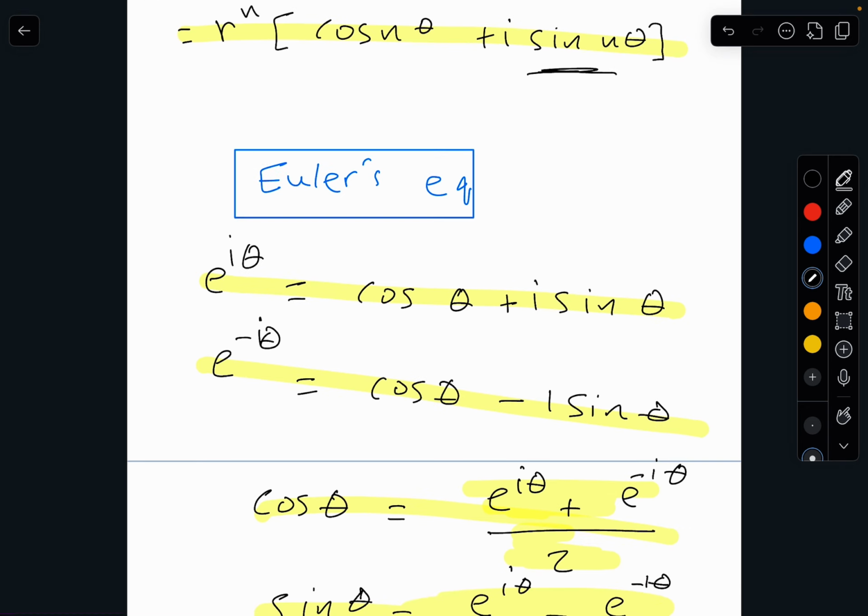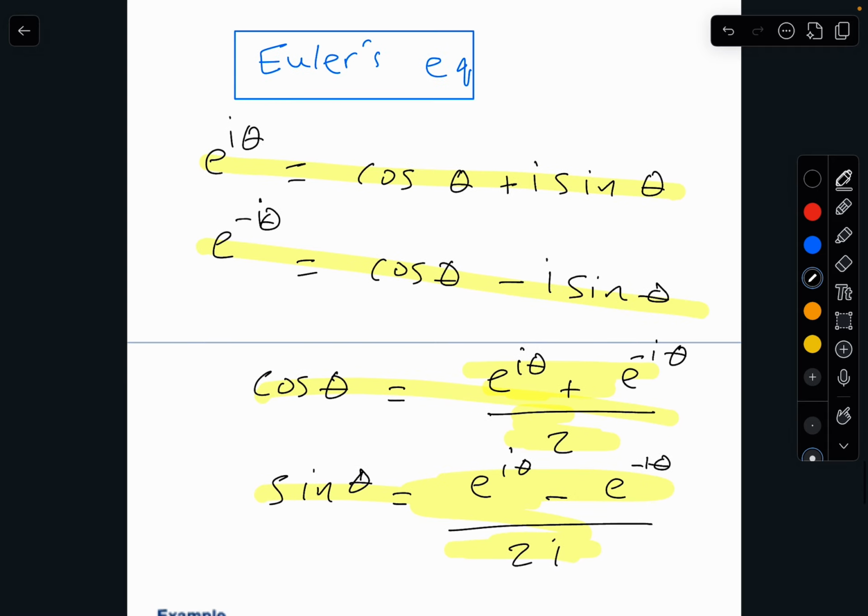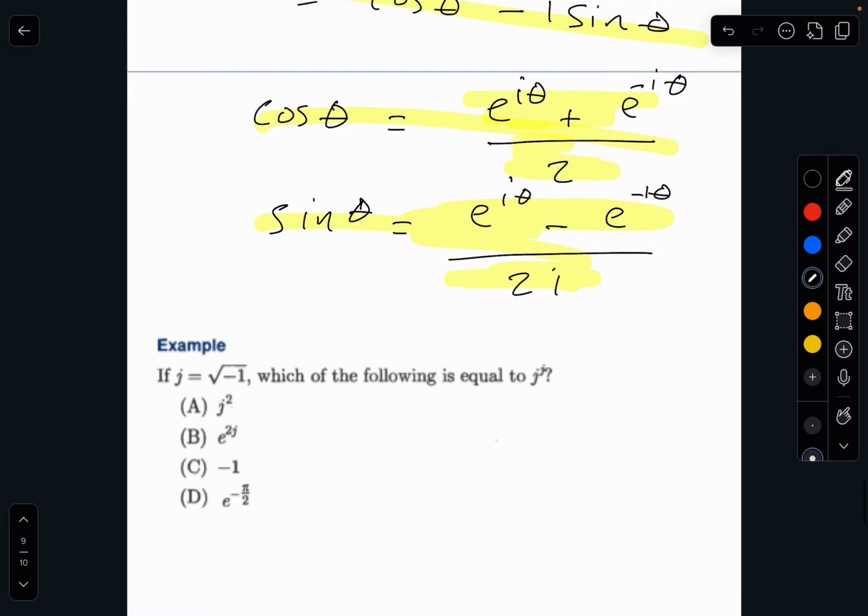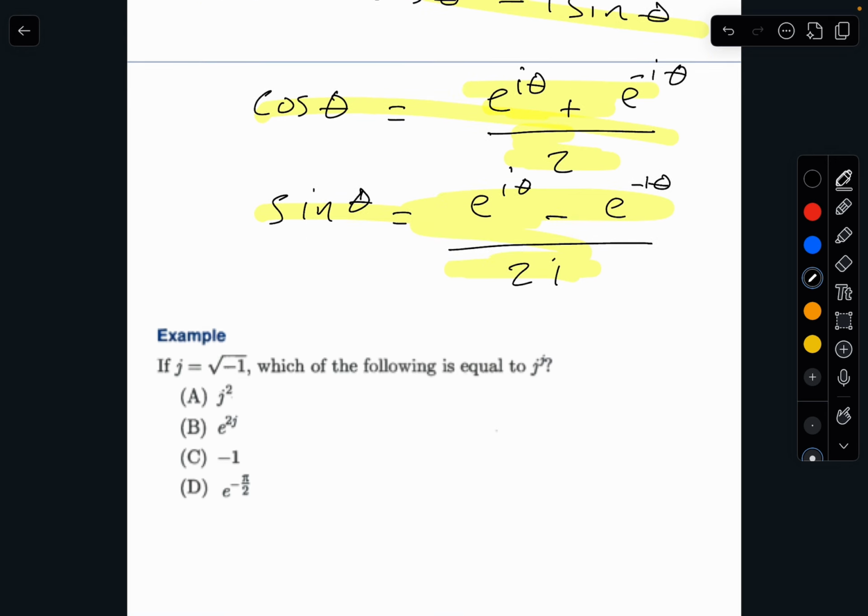And same thing with minus iθ: e to the power minus iθ is equal to cosine theta minus i sine theta. And we can find cosine theta and sine theta by those equations. So let's take an example.